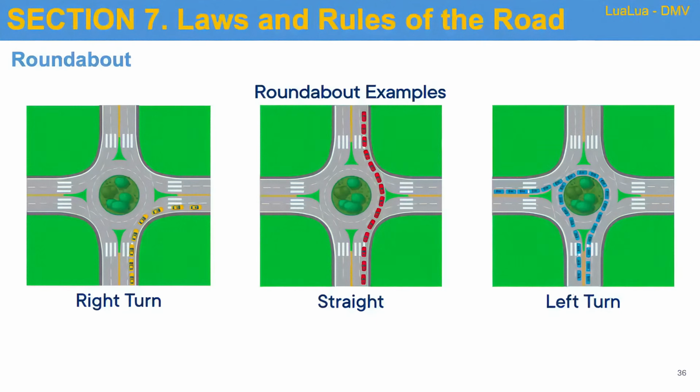In a roundabout, traffic travels in one direction around a central island. How to use a roundabout. 1. Slow down as you approach. 2. Yield to all traffic already in the roundabout. 3. Enter heading to the right when there is a big enough gap in traffic to merge safely.